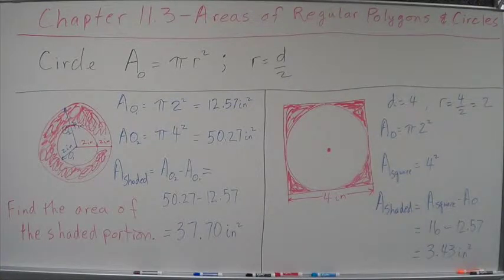So, areas of circles are pretty easy to do. I think the main thing is trying to figure out what the radius is, because like I showed you on regular polygons, sometimes they'll draw a regular polygon inside that circle and give you measurements about that polygon, but not about the circle. And then you've got to figure out what the radius is by figuring out what the hypotenuse of one of those triangles is.